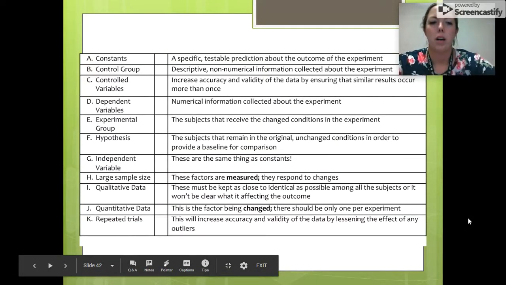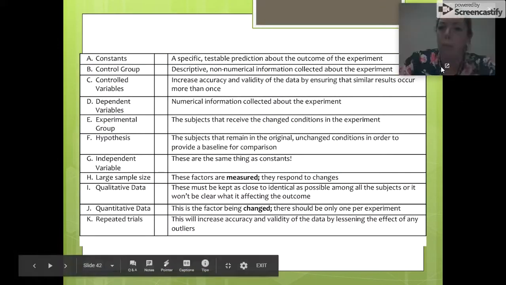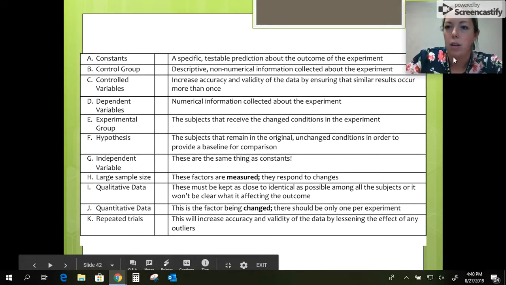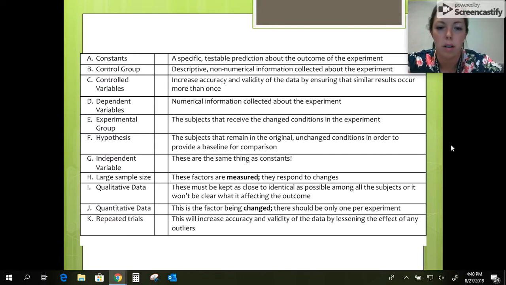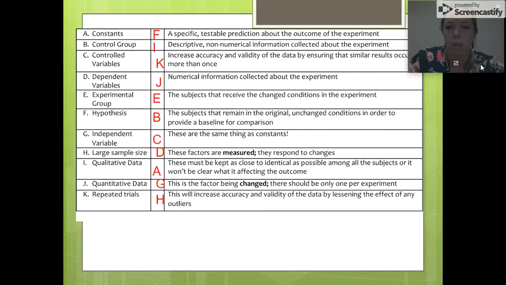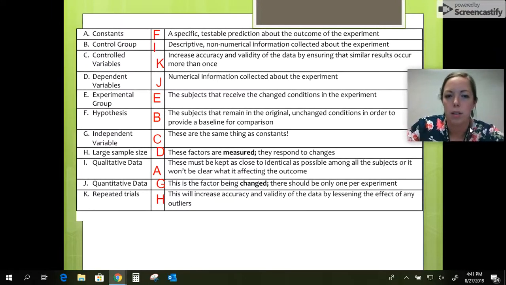I'm not going to talk about this too much, but if you want to pause the video and go through and match these vocab words to their definitions, you can do that. And then in a second, I'm going to click and show you the answers. So these are all the answers right here. If you want, go through and check them.